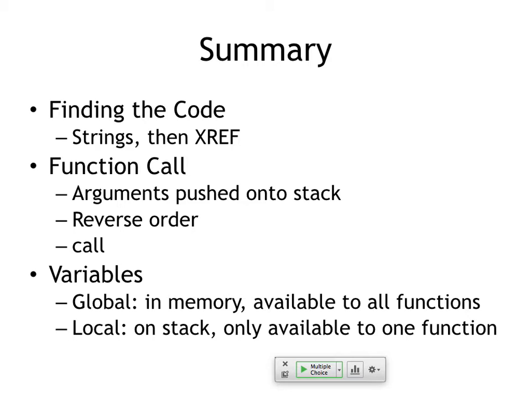Function calls, you put the arguments on the stack in reverse order, and then you use call. For variables, you've got global and local. Global is in memory and available to all functions, and local is on the stack and only available to one function.